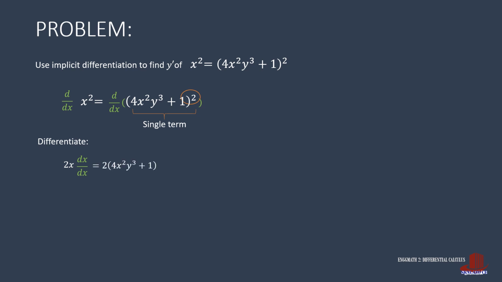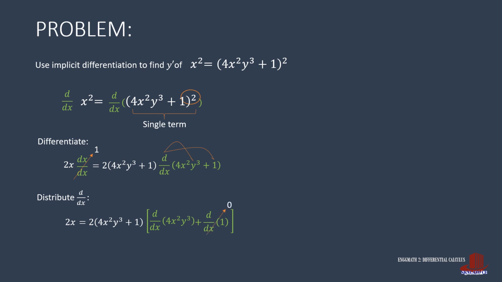On the right, we start with the coefficient 2 times the binomial 4x squared y cubed plus 1 raised to 2 minus 1. Then attach the derivative of the binomial, as required in the chain rule. Dx over dx on the left is taken as 1, and we need to distribute the derivatives among the terms in the latter binomial. So the function becomes 2x equals twice the original binomial multiplied by the derivative of the first term, 4x squared y cubed, then also the derivative of the second term, 1.